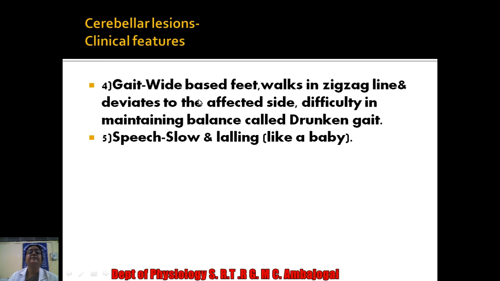Gait is affected due to hypotonia on one side, in order to get the position. Gait is wide based. The person walks in a zigzag line to maintain equilibrium, but deviates to the affected side, and this type of gait is called drunken gait. The next important characteristic is that speech is slow and lolling, due to incoordination of the muscles of the various components of speech. There is loss of coordination, and that is why speech is slow and lolling.